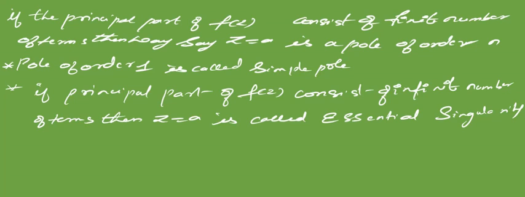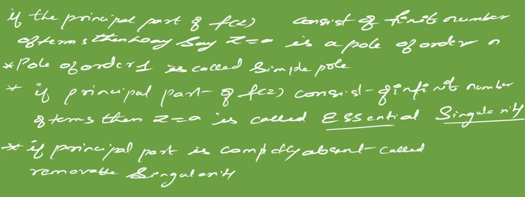The next point: if the principal part of the function consists of an infinite number of terms. If it is finite, then we call it a pole. If it is infinite, then we call it an essential singularity. Singularity is nothing but the function f of z fails to be analytic at z equal to a. Next, if the principal part of the Laurent series of f of z is completely absent, that means you don't have any negative part in the series, then f of z is said to have a removable singularity. So remember: finite is a pole, infinite is an essential singularity, and if the principal part is 0, then we call it a removable singularity.